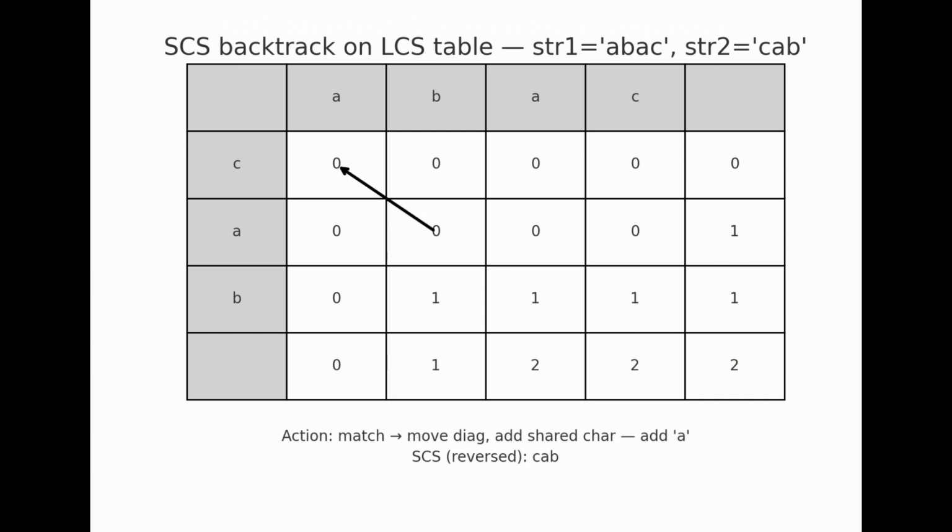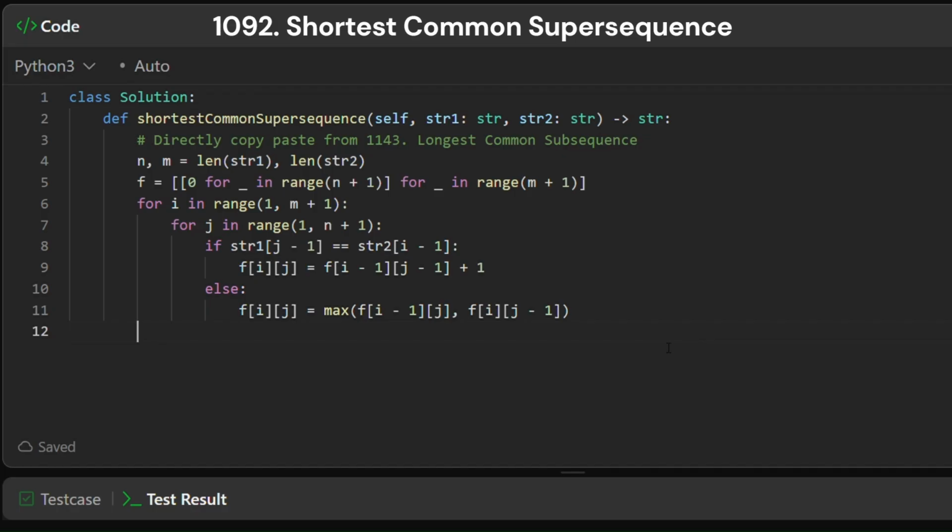Then we walk the table from the bottom right to the top left. If the two letters are the same, we keep one copy and move diagonally. If they are different, we look at the bigger neighbor, up or left, move that way, and add the letter from the other side, because that one can't be shared.